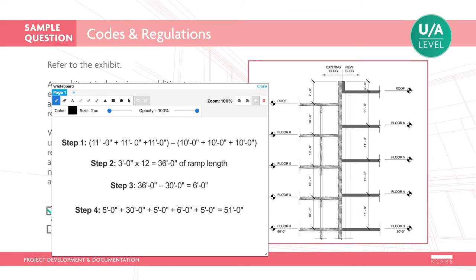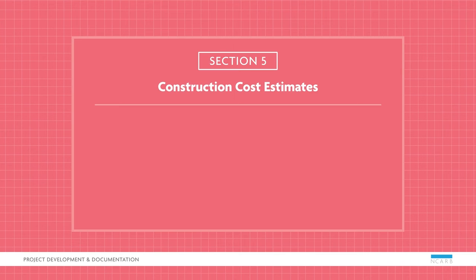This is a UA level item requiring you to understand the ADA requirements and apply them to accessible routes in buildings. In the construction cost estimate section, you'll consider the construction cost of a project by analyzing an estimate.